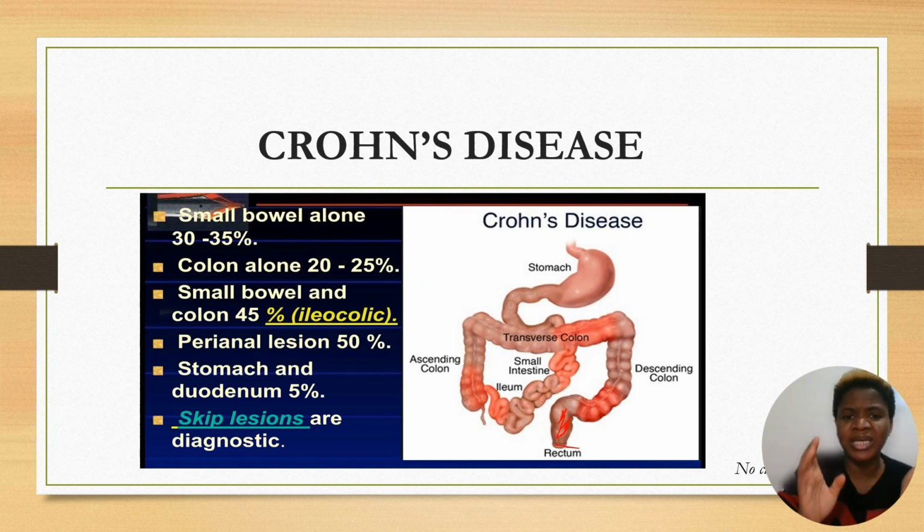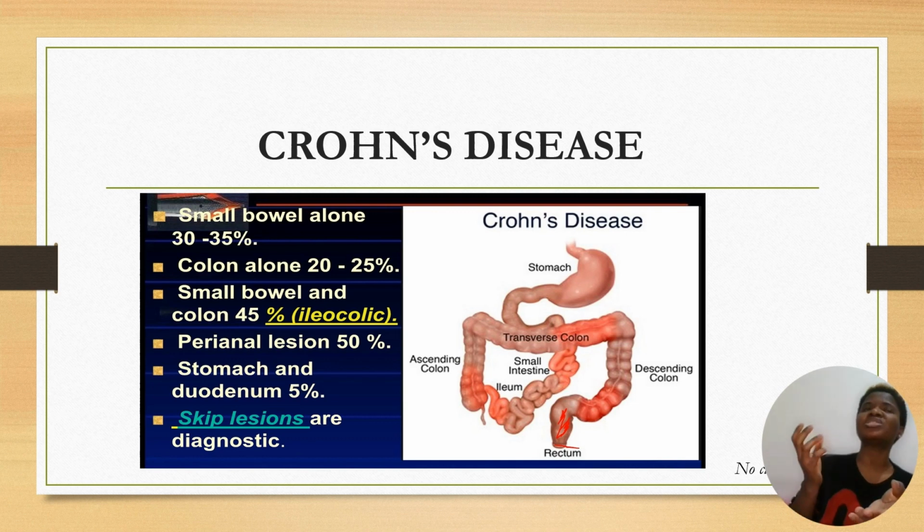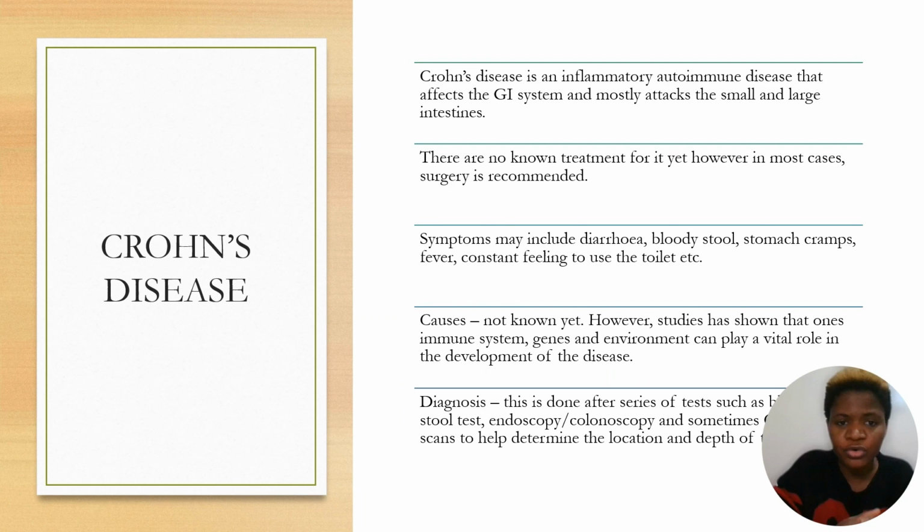Crohn's disease is an attack on the GI system, on the gastrointestinal system. It mostly affects your colon or your small intestine. It does affect the whole GI system sometimes, but most times we find that it is more on the colon or the small intestine. What is Crohn's disease? It's an inflammatory autoimmune disease that affects the GI system and mostly attacks the small and large intestines. There is no known treatment yet, but most times surgery is recommended.